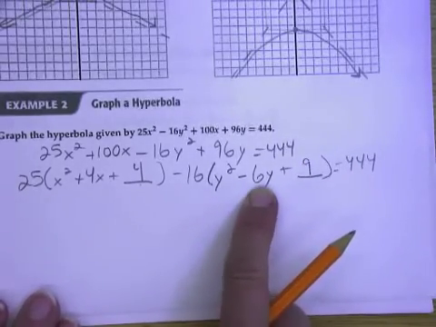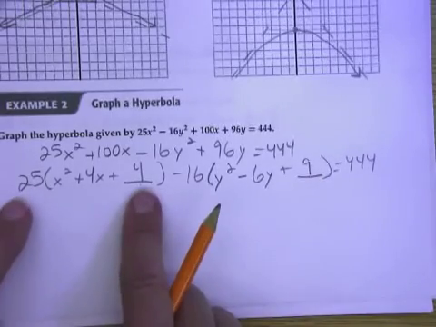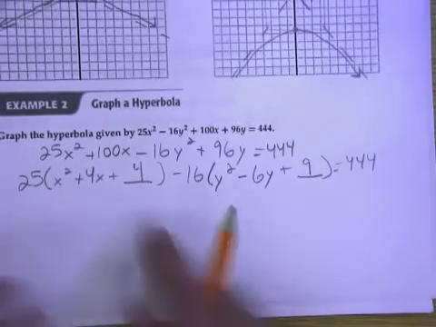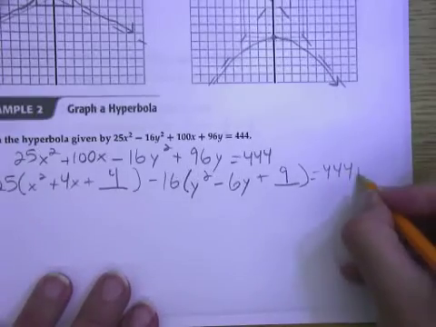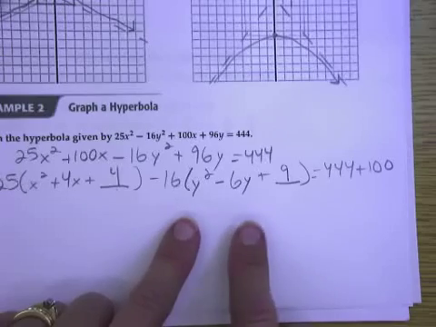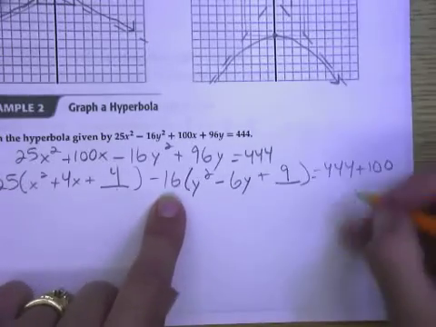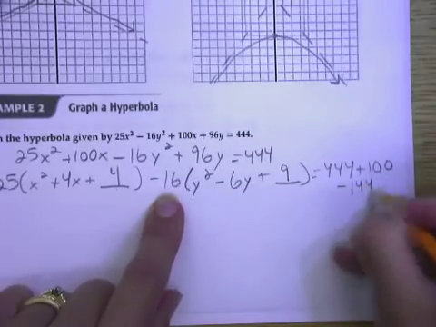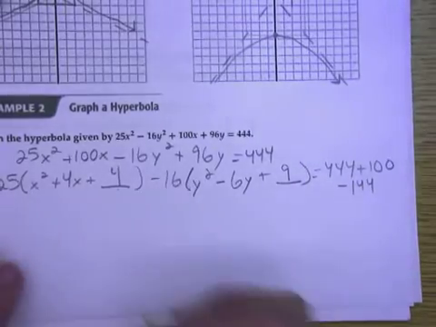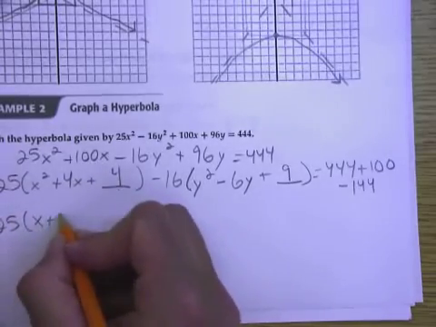This is 4 because 4 divided by 4 is 2. 2 squared is 4. This number will be 9 because 6 divided by 2 is 3, and 3 squared is 9. But keep in mind, we didn't add 4 here. We added 100. And we added negative 144.